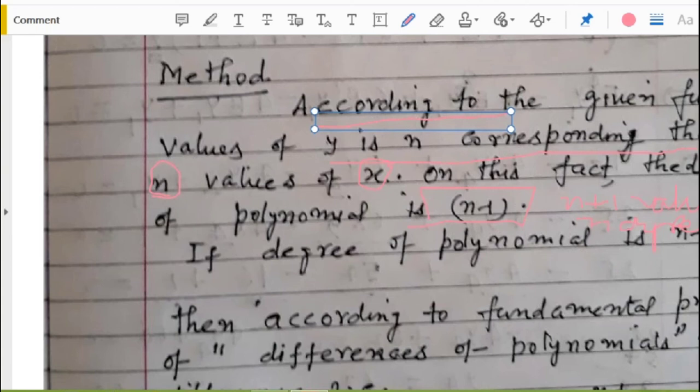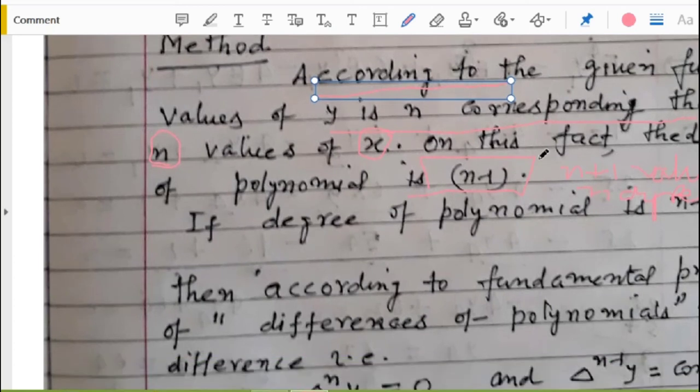Hello? Yes, sir. Okay. So this point is clear? The number of data set is n plus 1, then the degree of the polynomial is n. Yesterday we have seen it. Today the number of data is n, and therefore the degree of the polynomial is n minus 1. Is it clear or not? Okay, so if it is clear, then we come to the next point.